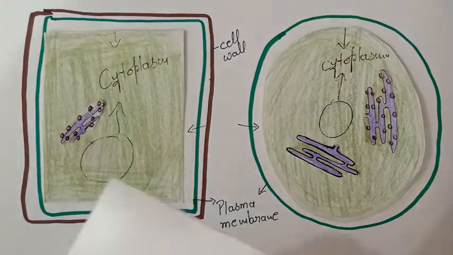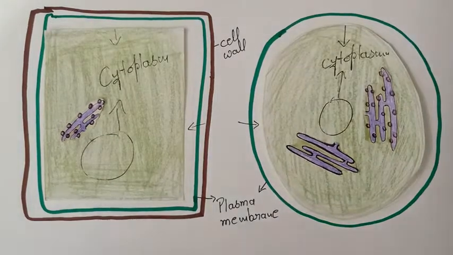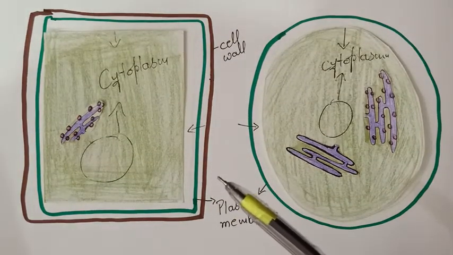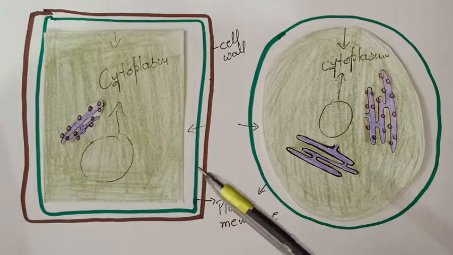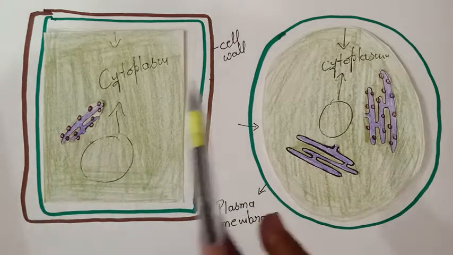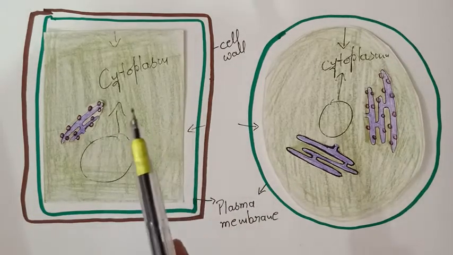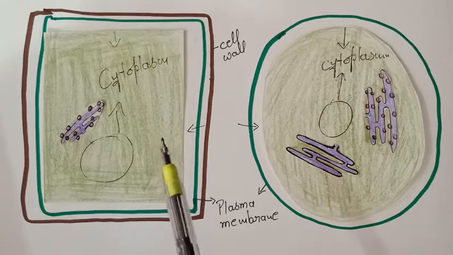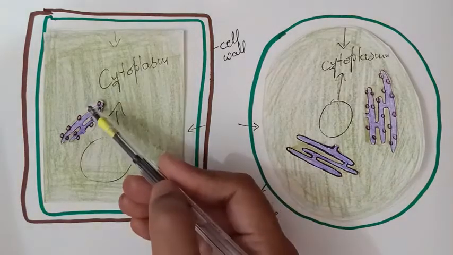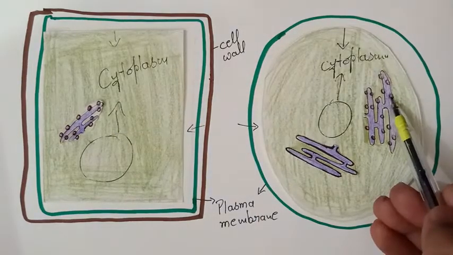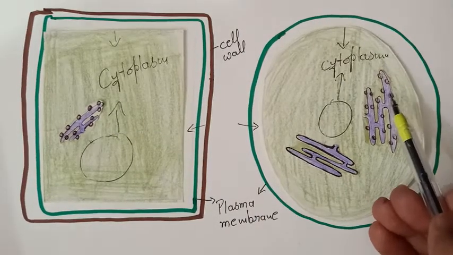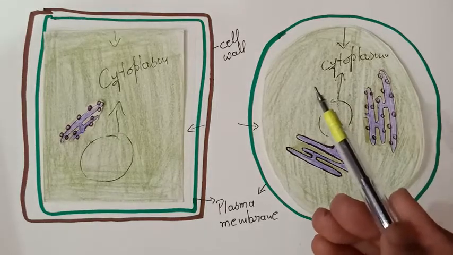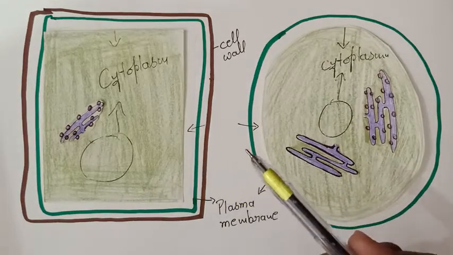Now next cell organelle is ribosome. Student, ribosomes are the smallest cell organelles. These are small granule structures without any membrane, visible only under the electron microscope. They are usually found attached to the outer surface of the endoplasmic reticulum. They are the only organelle which is present in all types of cells. Groups of ribosomes are called polysomes.